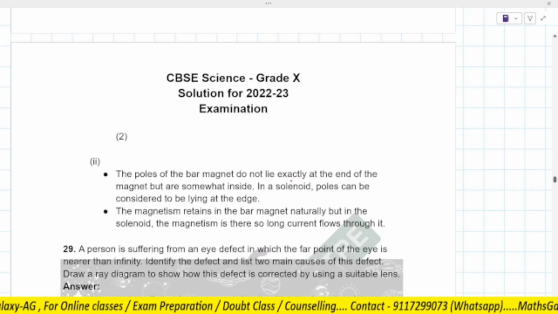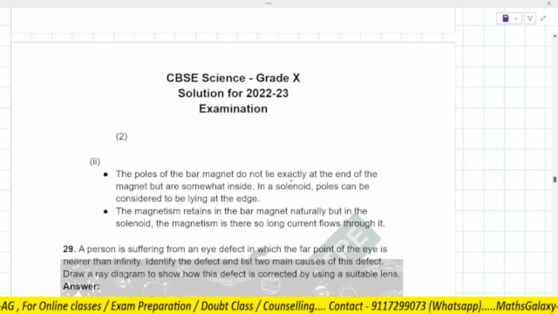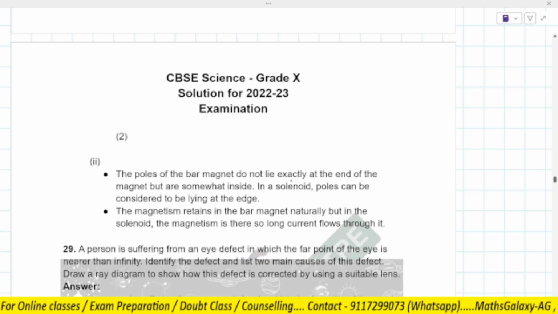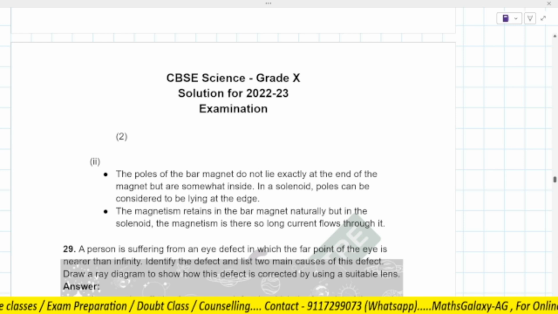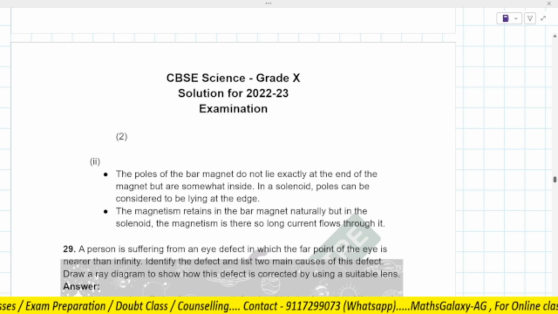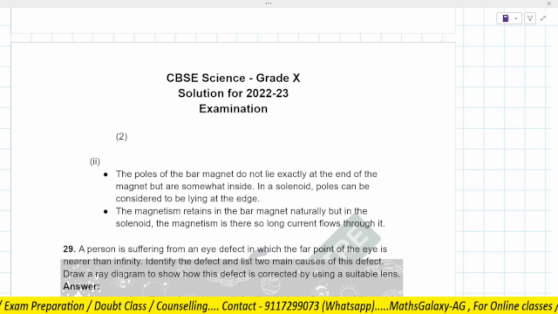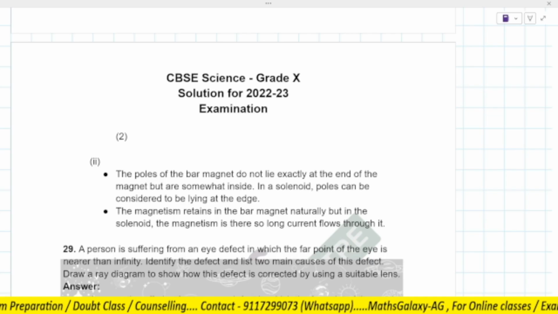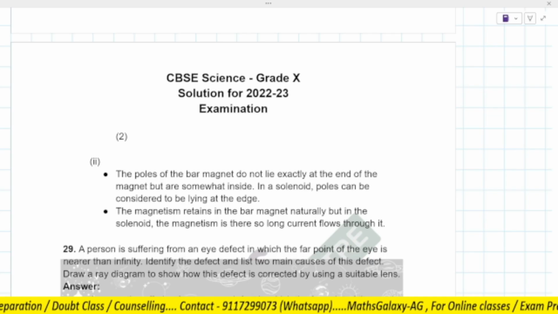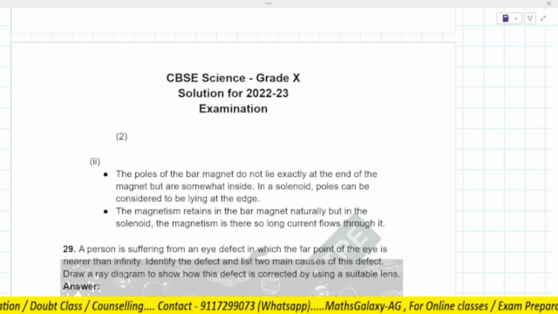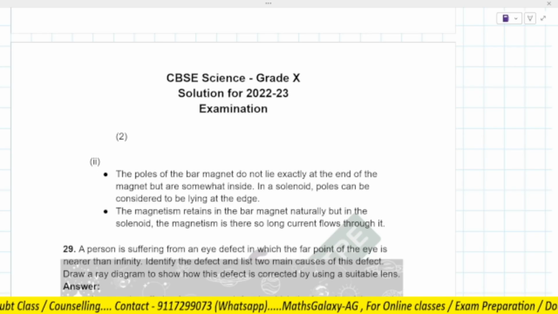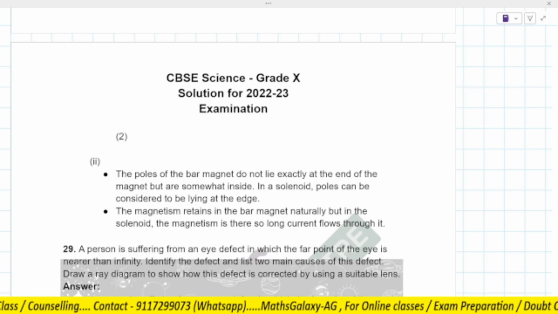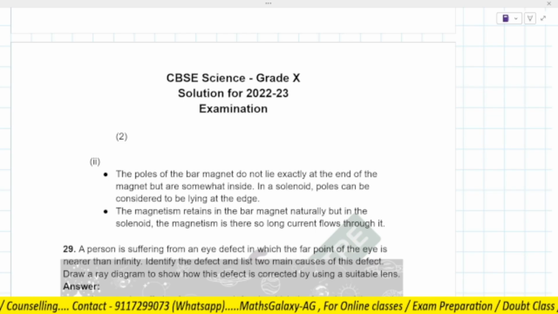The poles of the bar magnet do not lie exactly at the end of the magnet but somewhat inside. In a solenoid, poles can be considered to be lying at the edge. The magnetism is retained in the bar magnet naturally, but in the solenoid, the magnetism is there only as long as current flows through it, right? Is it clear?